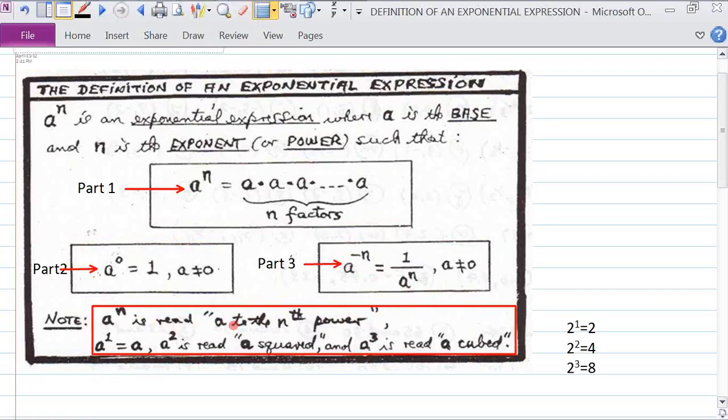So a to the n is read as a to the nth power. So if I say a to the 5, a5, this means that a is raised to the 5th power. A to the 1 is the same as writing a. There's an implied 1 there. So we don't have to put that 1 in the same way that when we write x, we don't put 1x. A to the 2 is read as a squared, and a to the 3 is read as a cubed.